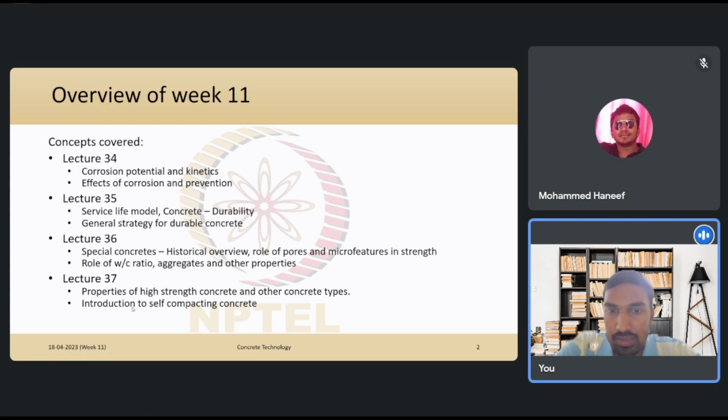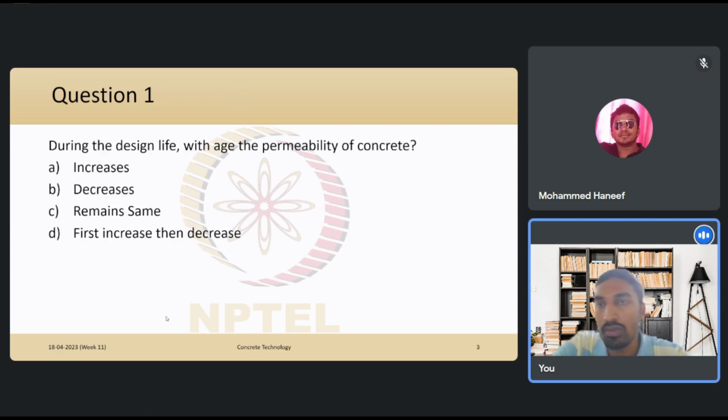And in lecture 37, we continued with the properties of these high strength concretes, and then we moved on to other special types of concrete. Finally, an introduction to self-compacting concrete was given, which will be continued in week 12. With that, we'll now move on to some problems related to these concepts.